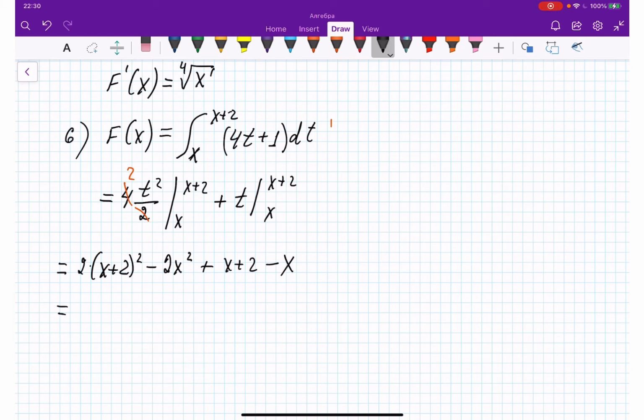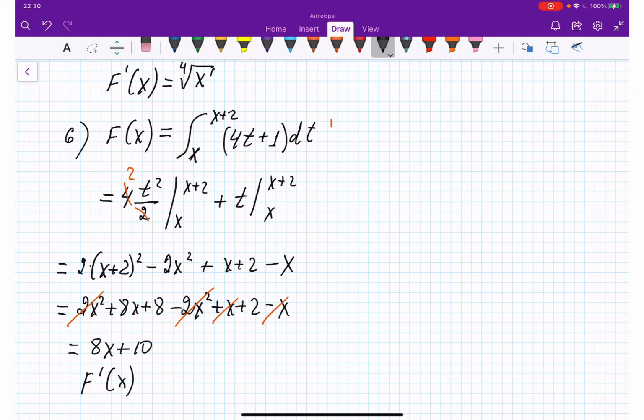Okay, so now I'm going to open this: 2 times (x plus 2) squared, which is going to be 2x squared plus 8x plus 8, minus 2x squared, plus x plus 2, minus x. Okay, negative 2x squared is gone, plus x minus x is gone, and we are getting 8x plus 10, and the derivative f prime of x is going to be equal to 8. Now, there is an alternative to this solution.